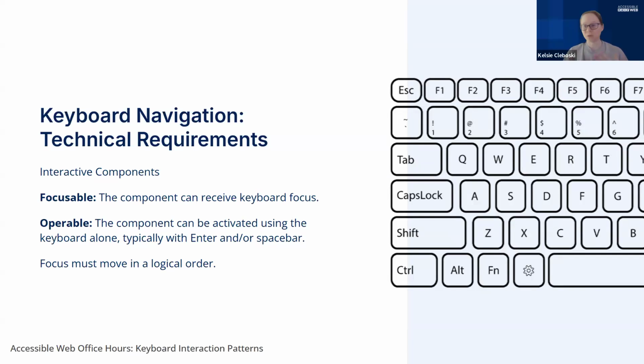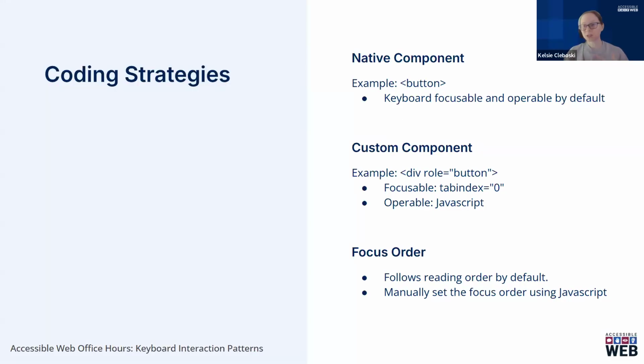Focus also needs to move in a logical order. Users should be able to predict and understand where their keyboard focus is going to move as they navigate or as they activate components within an interface. Now, some coding strategies for making components focusable, operable, and in a meaningful focus order.